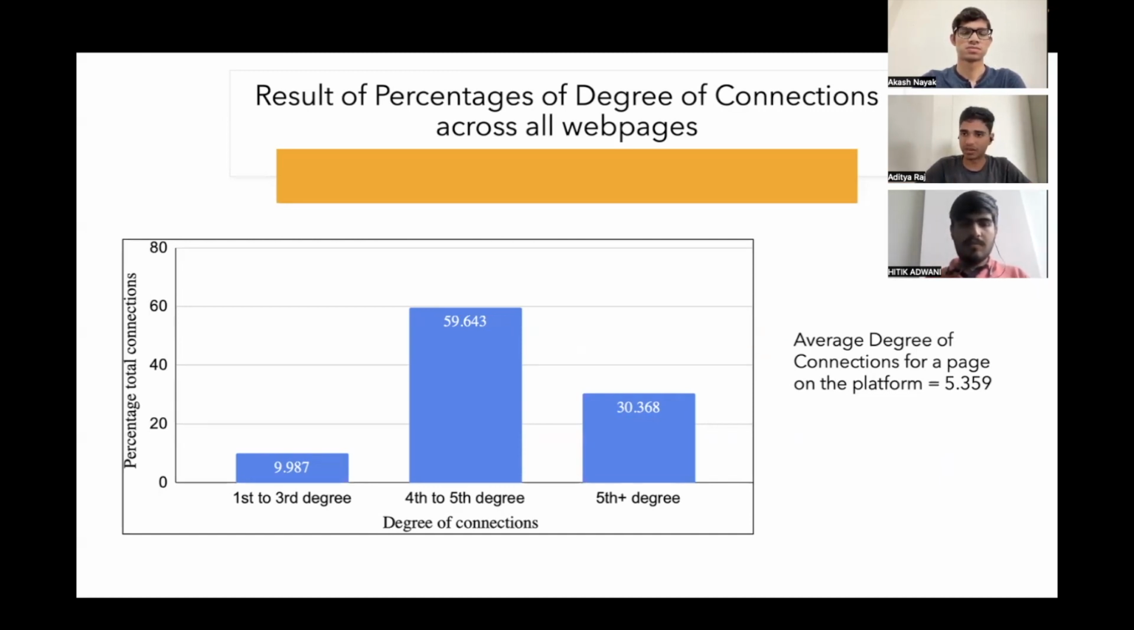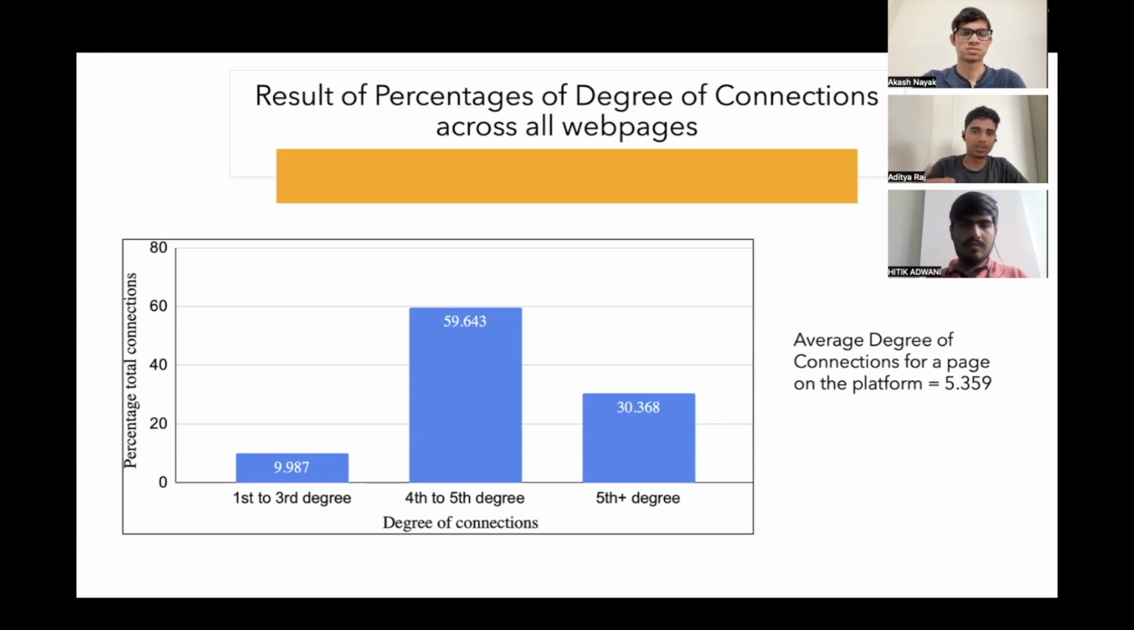So this is backed up by another program that we wrote, the average degree of connections, which came out to be 5.359. So we calculated all the degrees of connections using the shortest path algorithms, both Dijkstra's and Bellman-Ford. And we found out that both output the same result. Using this result, we found two different results which match each other.